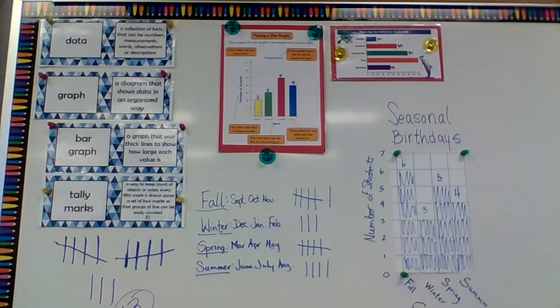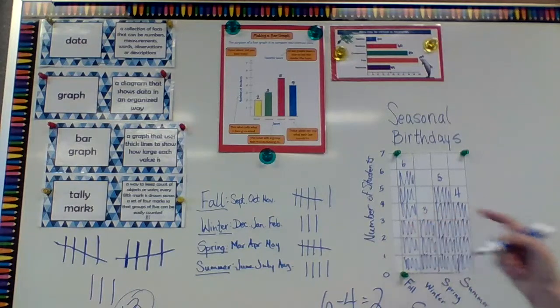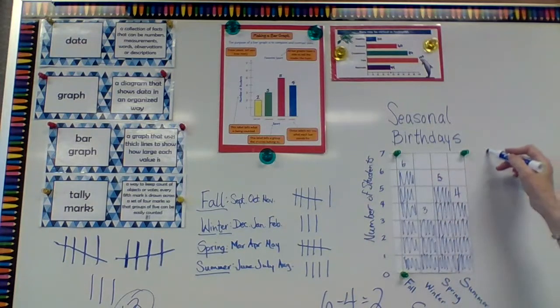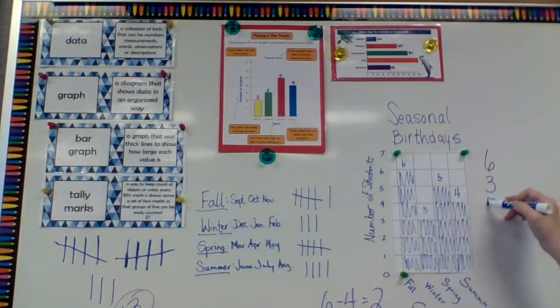How many more fall birthdays than summer birthdays? All right, so how many more is a subtraction. So 6 minus 4 equals 2. There are 2 more fall birthdays than summer birthdays. And if I were to ask, how many birthdays are there in all? How many students are there in Mrs. Rhodes' class in all? Then we do our number sentence.